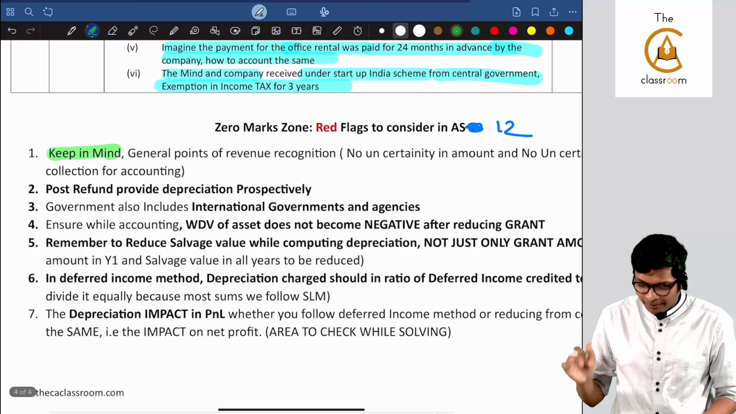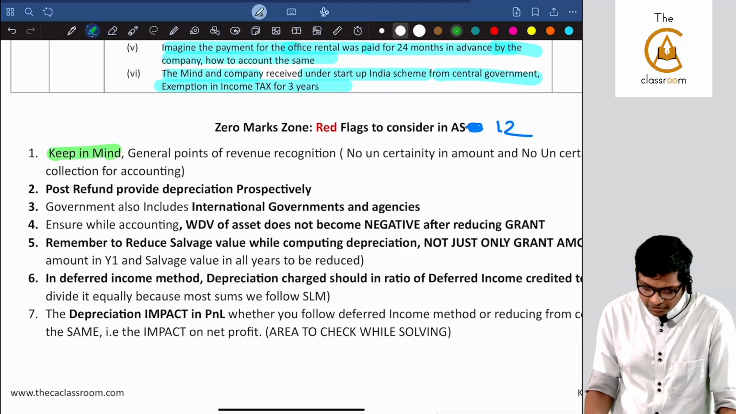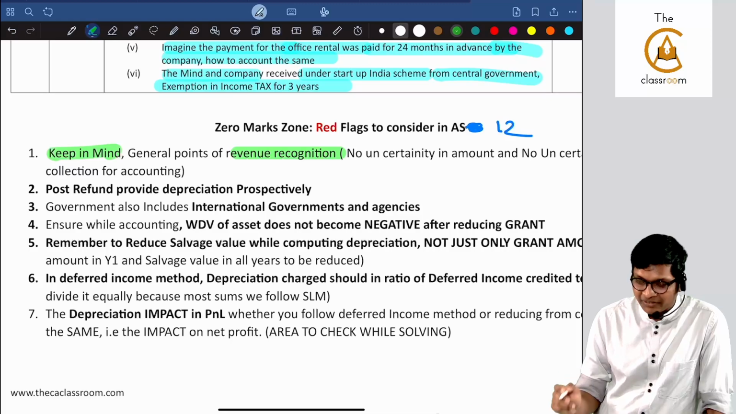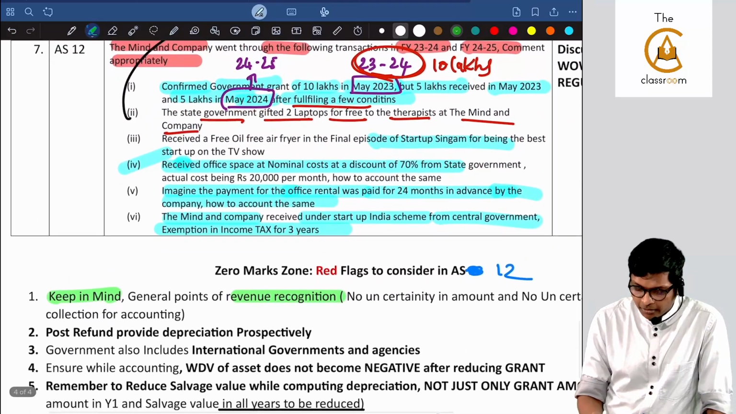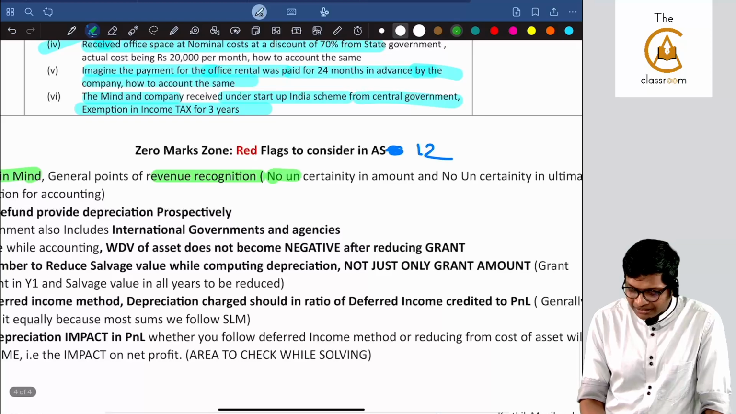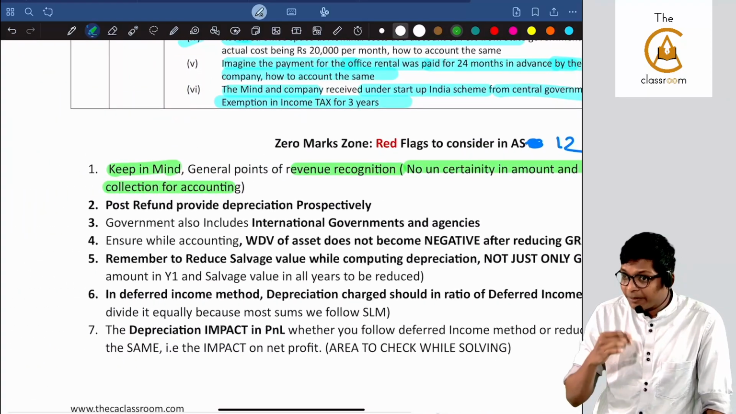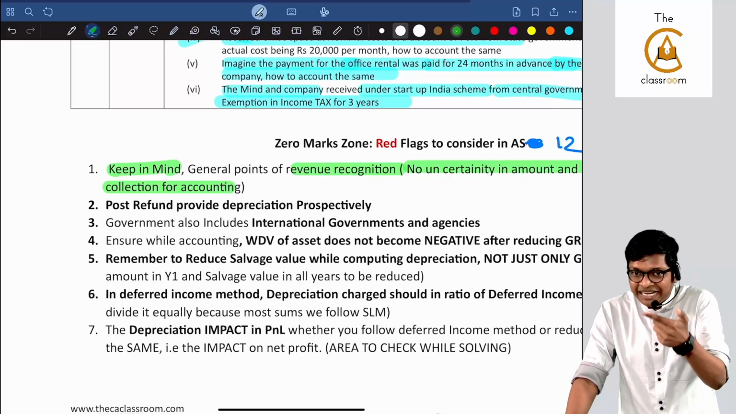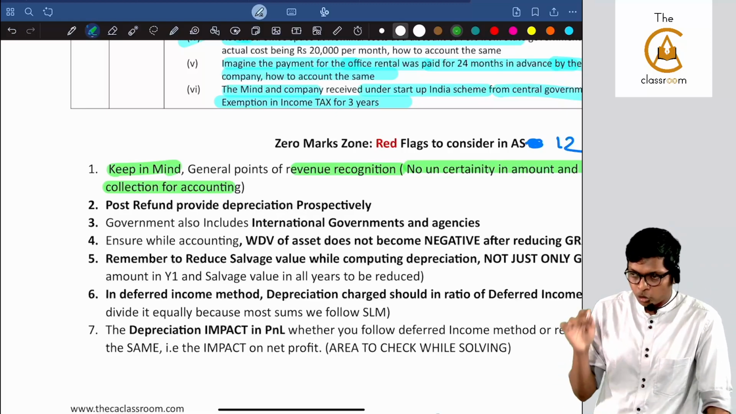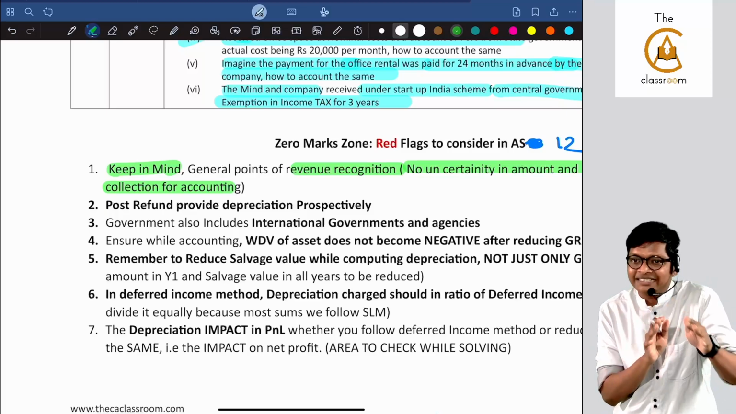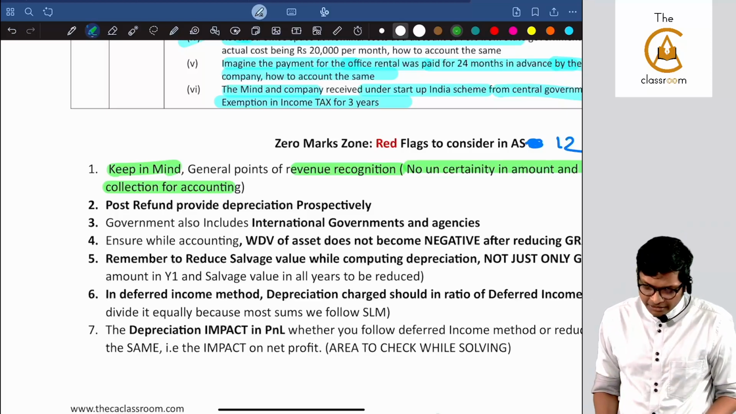That's it. Now come back to the red flags, we will finish and close this topic. First, keep in mind the points of revenue recognition. That's why I brought that question of mind and company here. When should I account? When there is no uncertainty in amount and no uncertainty in ultimate collection. Many people miss this. They will just think grant and they will account. You will miss the basics of AS9. So AS12 has to be read along with AS9. No uncertainty in amount, no uncertainty in ultimate collection.